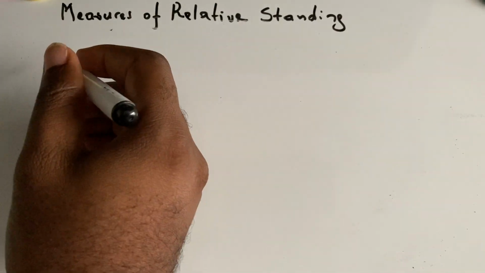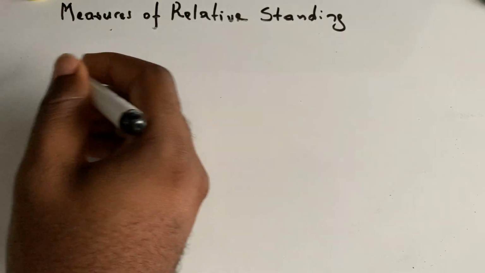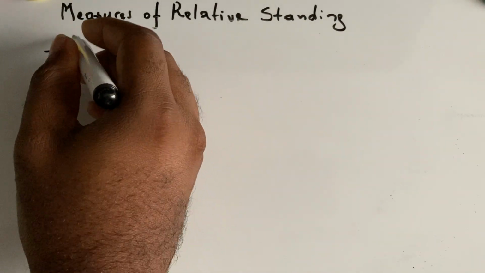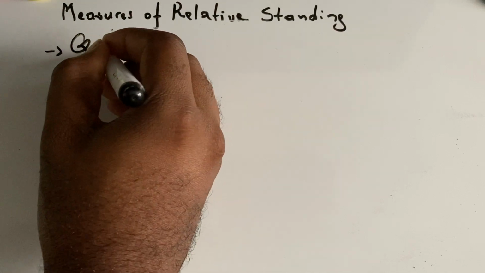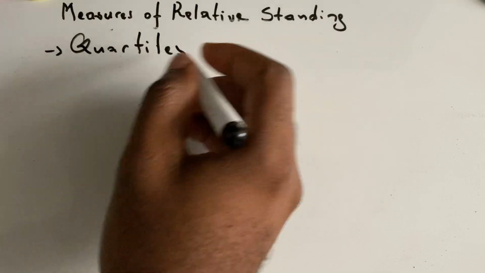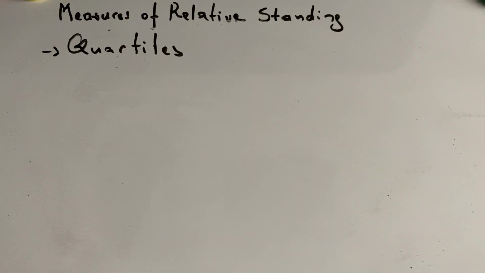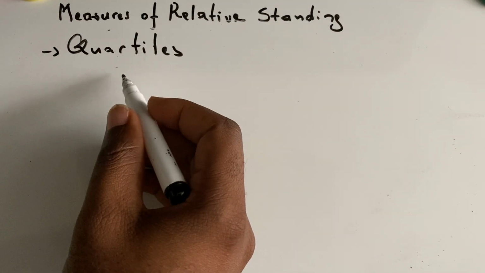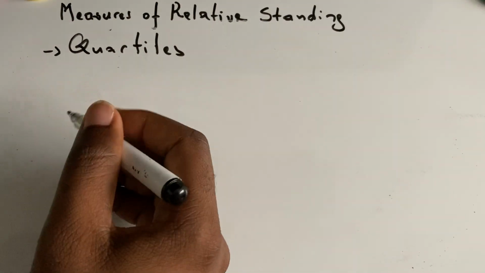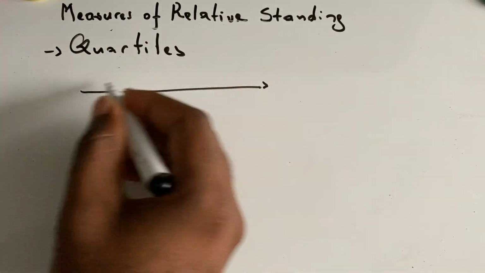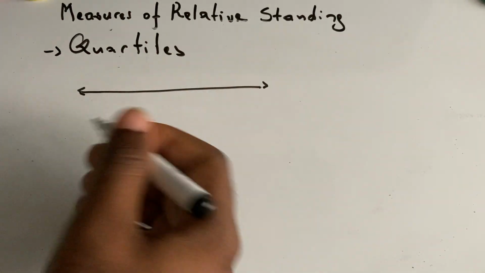So I'm just going to explain. Now, let's say you have the next value here, the next measures of relative standing would be quartiles. And by saying quartiles, you know exactly what we mean. So we have a data set, and it's actually divided into quarters, right? Let's say this is just a figure to show you what I mean.